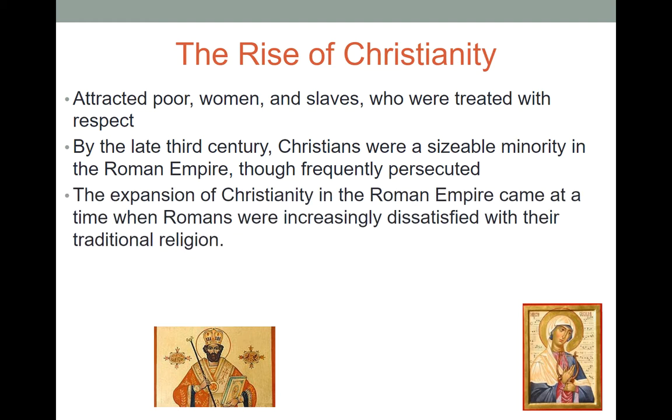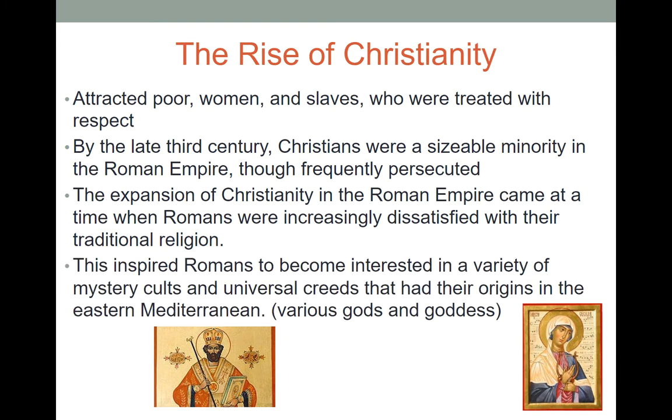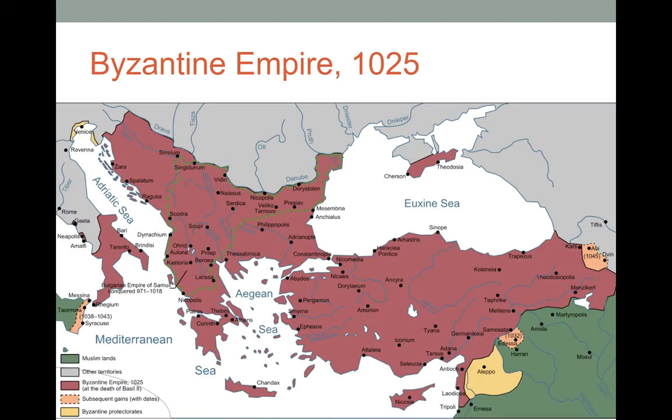The expansion of Christianity within the Roman Empire came at a time where Romans were becoming very dissatisfied with the traditional religion, and it also ties into quite a bit of chaos that was happening in the Roman Empire. External invasions by Germanic tribesmen being a big one, increasing of taxes. This is where you also see the formation of a number of cults as well as universal creeds.